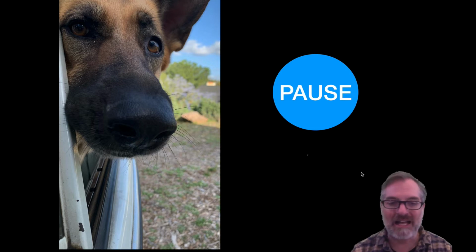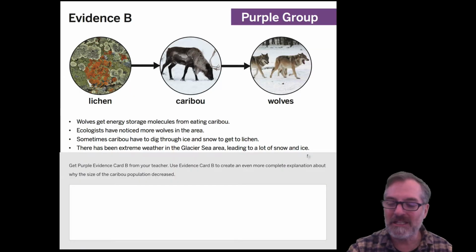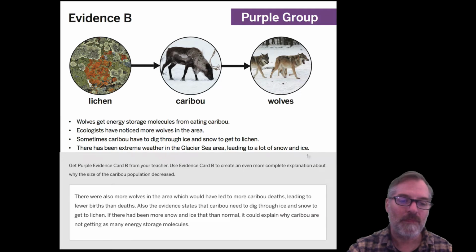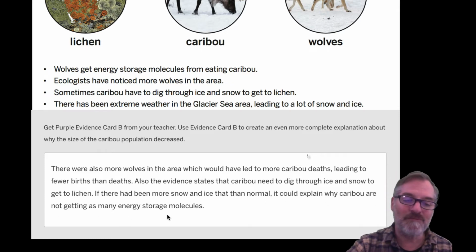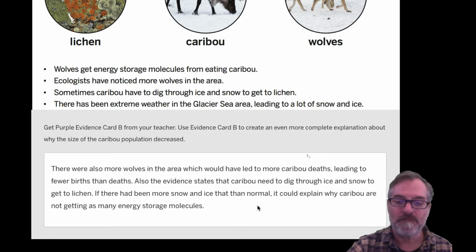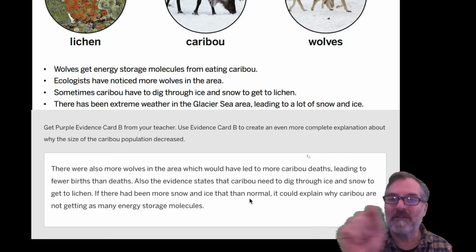All right, now that I'm back, let's take a look at your response and see the response that I came up with. So, there were also more wolves in the area, which would have led to more caribou deaths, leading to fewer births than deaths. Also, the evidence states that the caribou need to dig through the ice and snow to get the lichen. That tells us right up here. If there had been more snow and ice than normal, it could explain why the caribou are not getting as many energy storage molecules. So, in your response, any of the components that I had, go ahead and underline those.